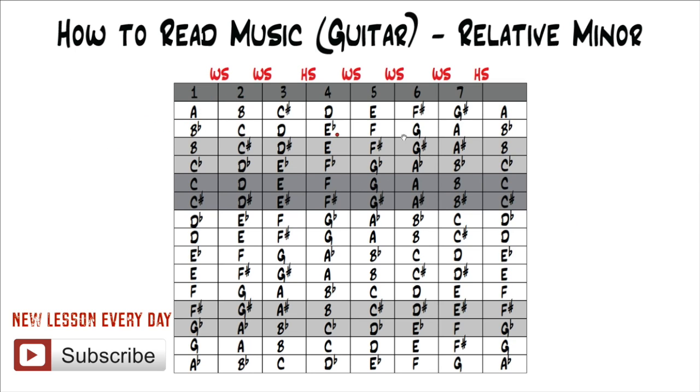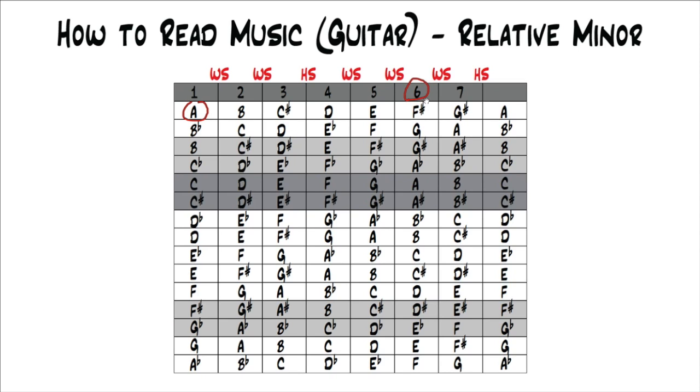To find the relative minor for any of these major scale keys, you go to the 6th, and that's your relative minor. So the key of A major, its relative minor is F sharp minor. The key of B flat major, the relative minor is G minor, and so on. The key of F major, the relative minor is D minor. And so we can highlight that. You can see where all the relative minors are.